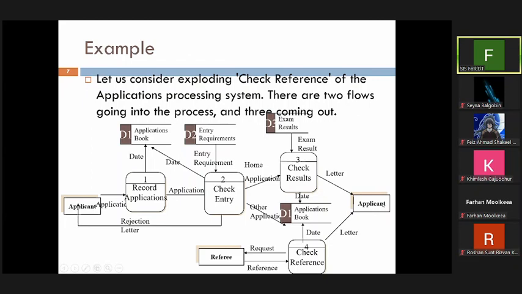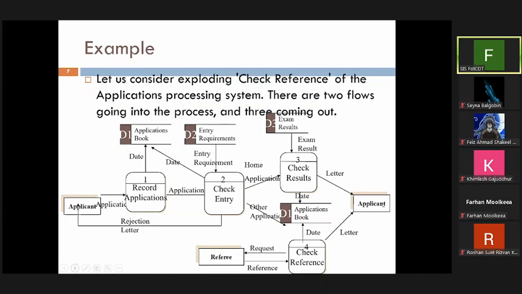Okay, let's start. The first step is to request a reference from the referee and file the application. So basically 4.1, we're exploding number 4. The first sub-process that we are going to identify is going to be 4.1. So send request for reference, whatever name you put.